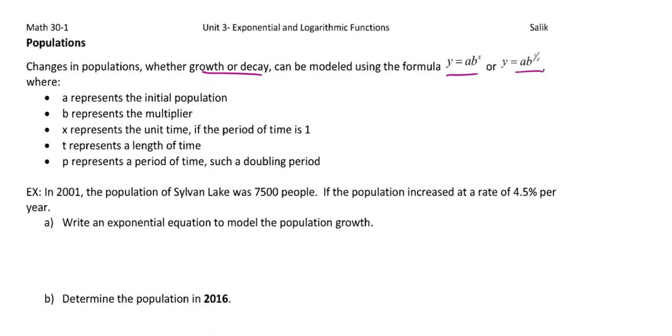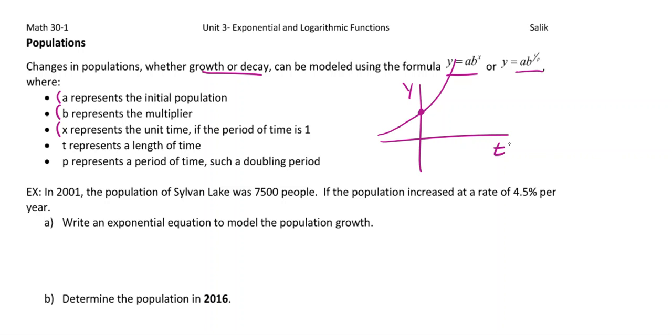So a is going to represent your initial population. To make sense of this, if you had your graph going up like this, and population is our y value going up and down, our a value is our y-intercept, so that's going to be our initial population. And then our b value represents the multiplier. So if it was, what's the doubling time, or how long to triple it, or go up by 70% or something like that, that's where the b comes in, what we're actually multiplying by. x is going to represent our unit of time.